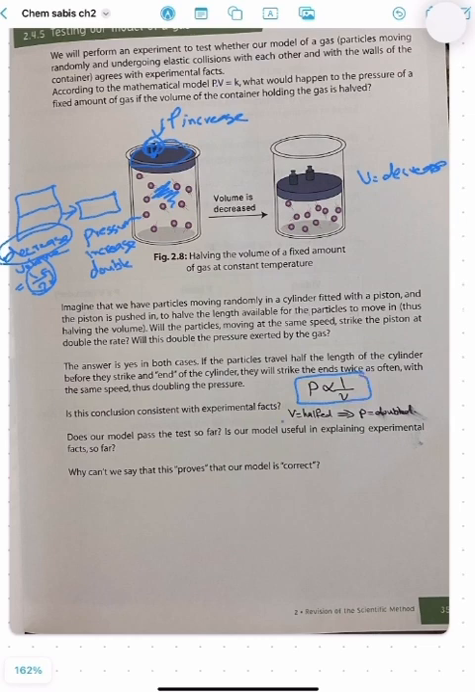If, let's say, volume is halved, so decreased, halved meaning decreased, or if you have a fraction meaning you're decreasing it, what will happen to pressure? So 1/2 becomes 2/1. So it will be doubled.